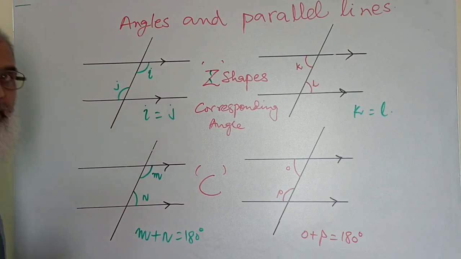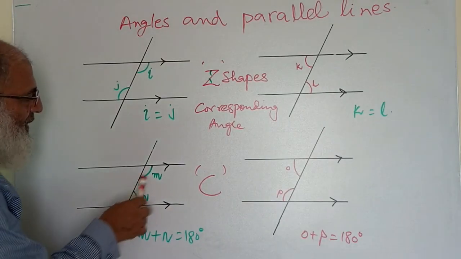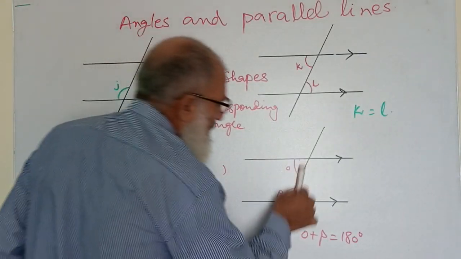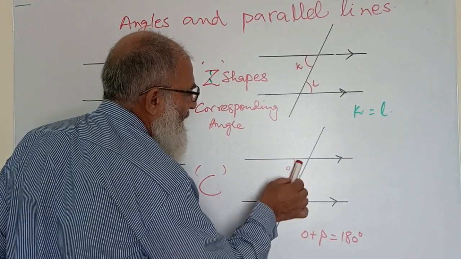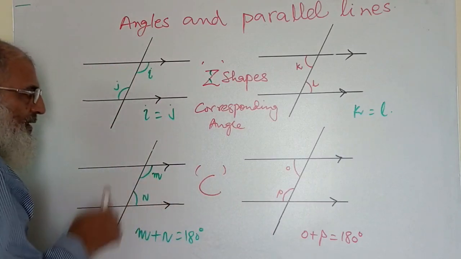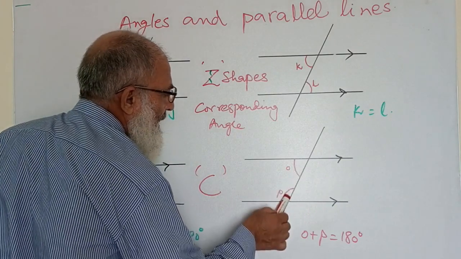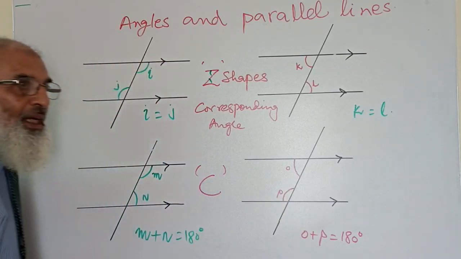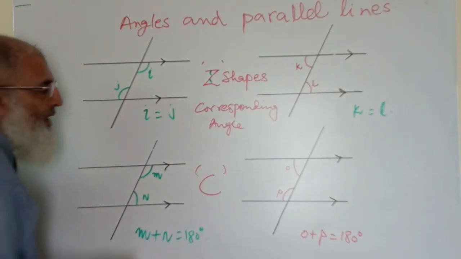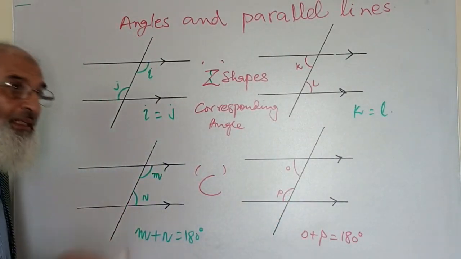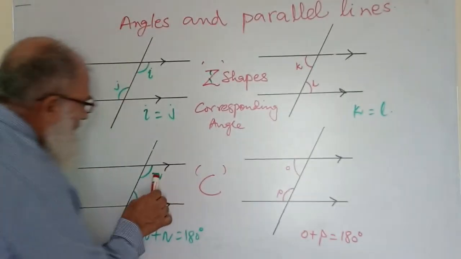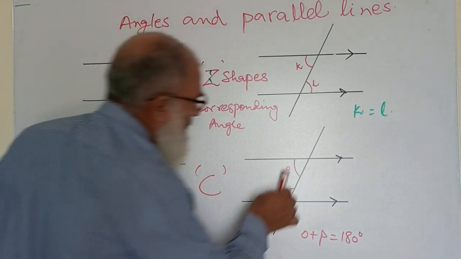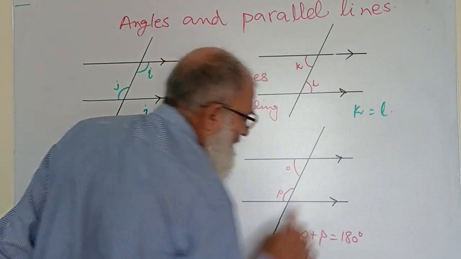These are not equal angles, because they are on the same side of the transversal line. On the same side of the transversal line, these are interior angles. Now these are also interior angles, on the same side, left hand side or right hand side. Now these are the interior angles, but there's still one attribute to them, and that is these are supplementary angles.